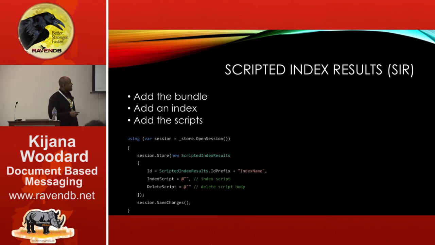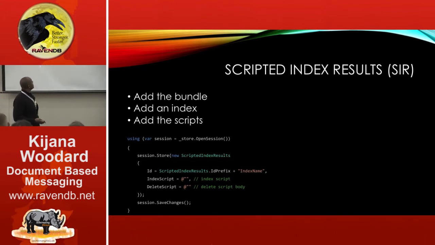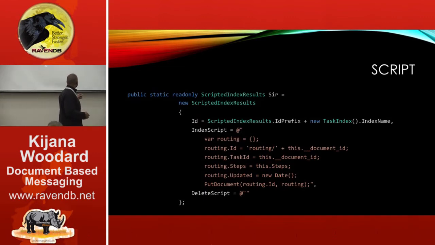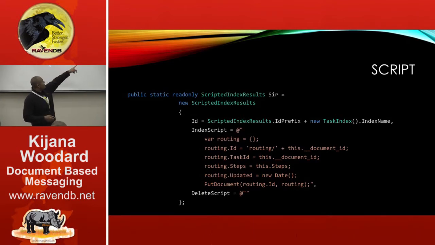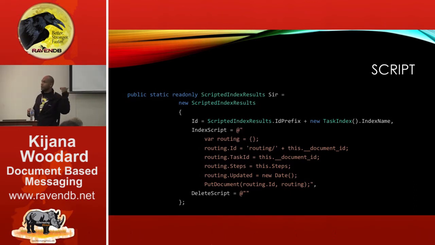The way it works is you have to add the bundle, which is built into Raven. You just have to turn it on. You have an index of whatever thing you're going to watch, and then you add a script of what's going to happen, right? So here's the script that I have in this case. You give it the name of the index, so that's the task index. That's the index it's going to run against with that scripted index prefix, right?